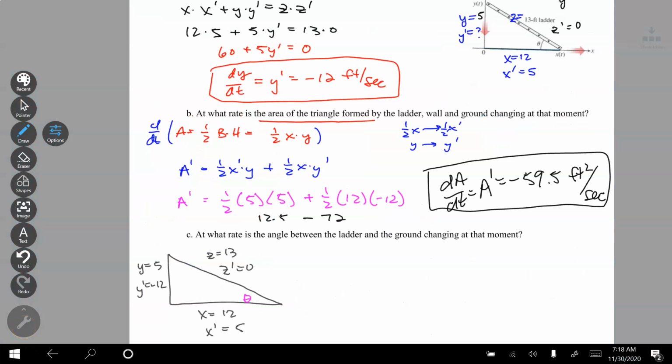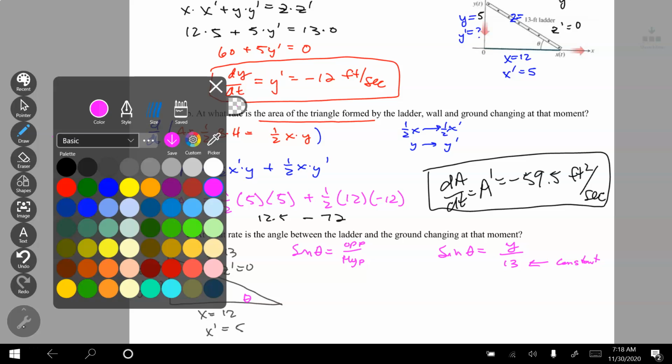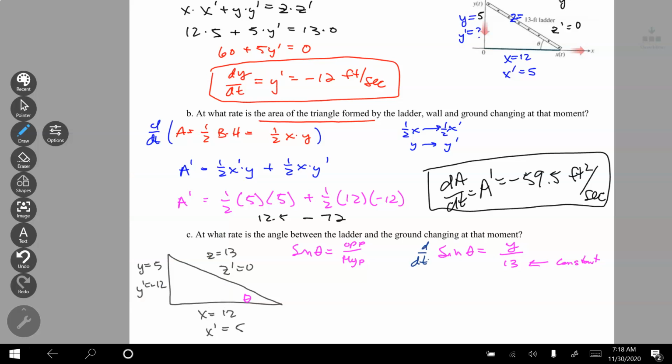So now I have to figure out the rate of change for this angle, theta. Well, I'm going to use sine of theta is opposite over hypotenuse, mostly because I'm going to have sine of theta is equal to y over 13. This is a constant side, as the hypotenuse never changes. So when I take the derivative, well, the derivative of sine is going to be cosine theta times theta prime is equal to really just y prime over 13.